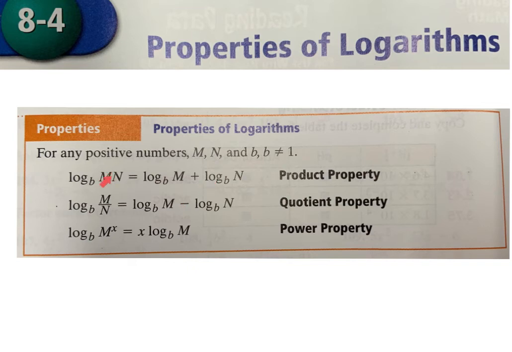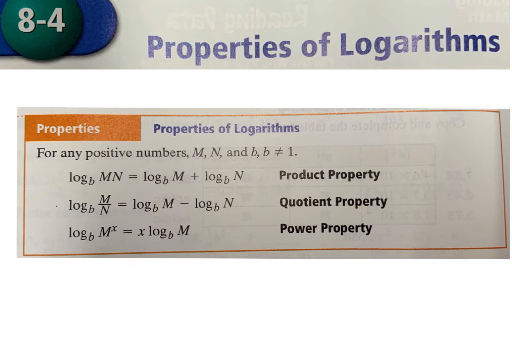If there's a product, multiplication, in here, this is called the product property. If it is division, you can split it up into individual logs with subtraction. This is called the quotient property. And if it is taken to a power, you can take that exponent and put it out in front like a coefficient. These are ways you can start manipulating your logarithms to help solve for them. Going from one logarithm to multiple logarithms is expanding, and going from multiple logarithms down to one is condensing.